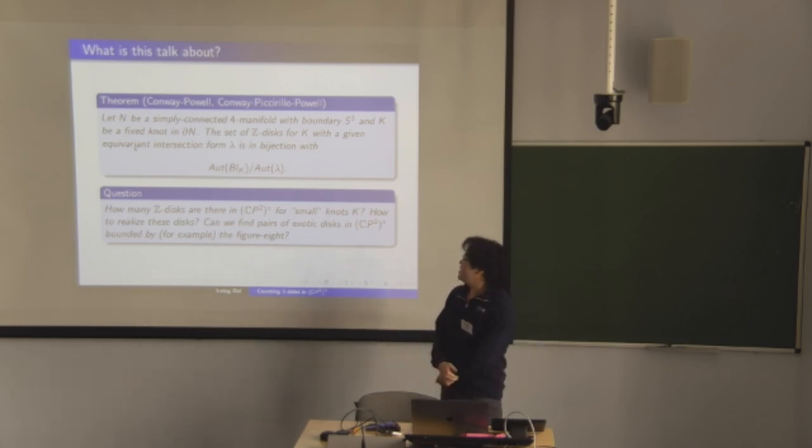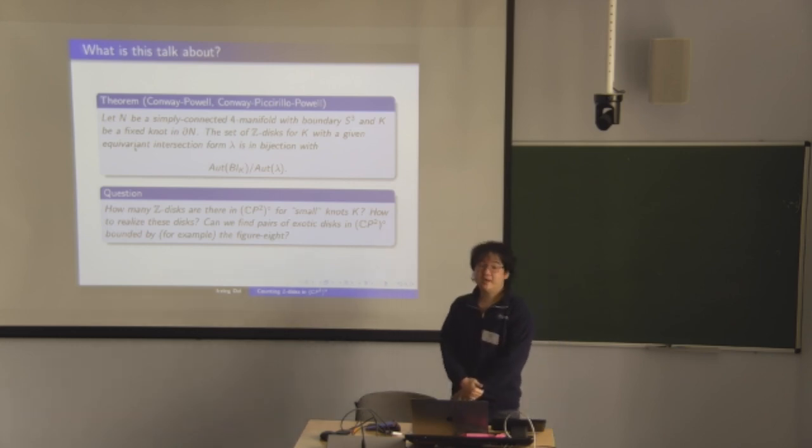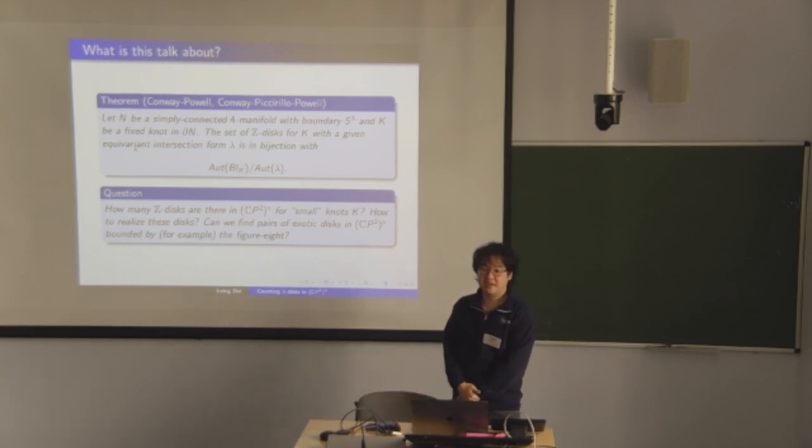So you could say, well, okay, given the previous classification result that any pair of Z disks for a knot are topologically isotopic in B4, what about these simple examples? Wouldn't it be nice if I could find an exotic pair of slice disks for a simple knot such as the figure 8 inside punctured CP2? Okay, so yes?